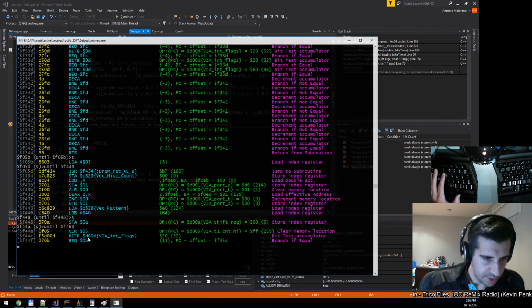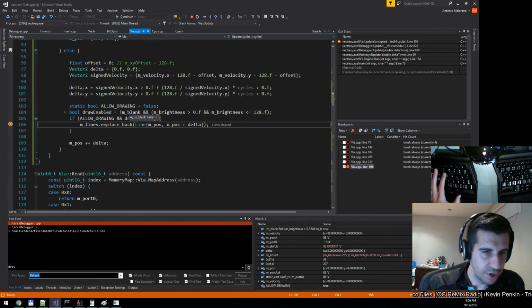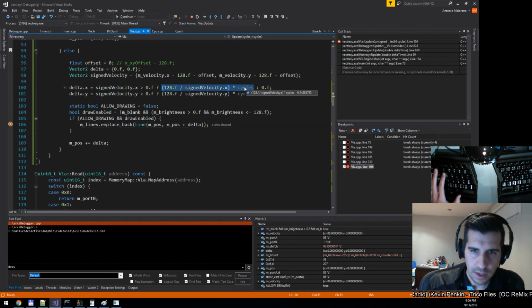Branch if bit B via interrupt flag. We're checking. Blank is no longer set. We have brightness, and we're drawing a line. What does our velocity look like? Yeah, -42, -128. Signed, that's good. 3 cycles. Why is my delta 0? -9.14.